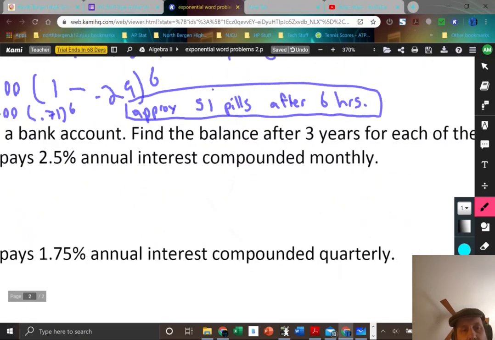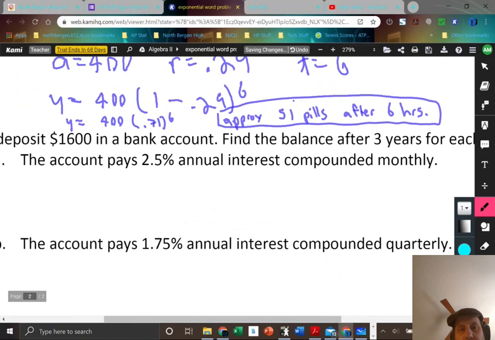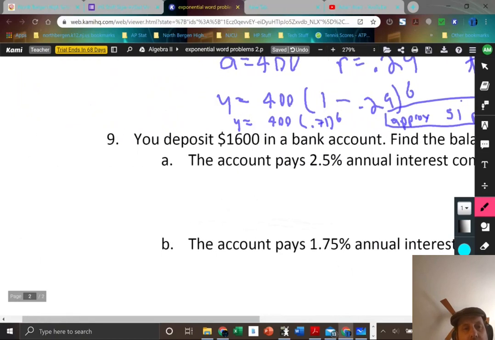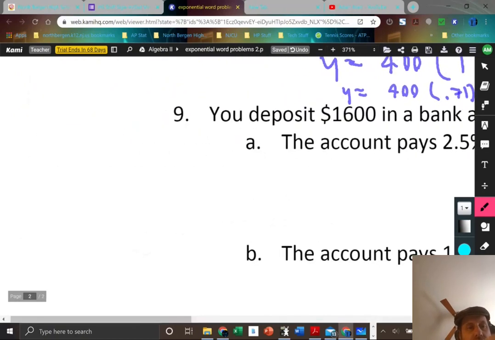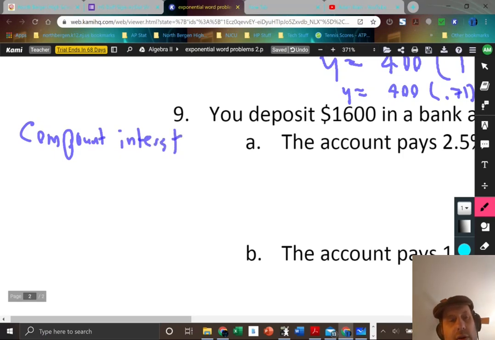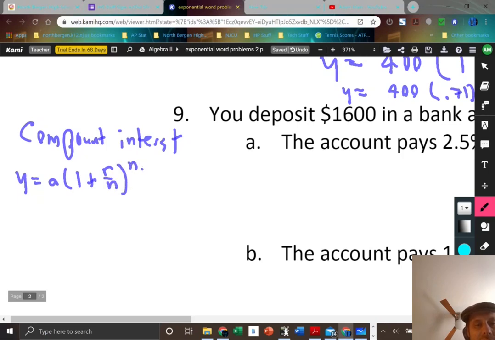And then lastly, these ones might have been a little bit confusing because I did not give you the formula for compound interest. So this is a little bit of a different formula, though not that much different. Compound interest is obviously growth. You're gaining money, right? The difference is these formulas are going to be y equals a, parentheses, 1 plus r over n, to the nt power.